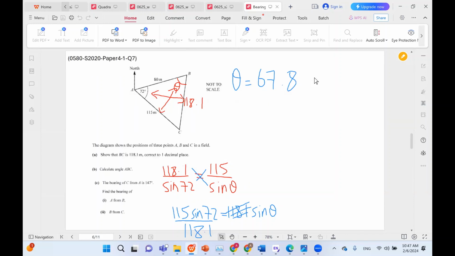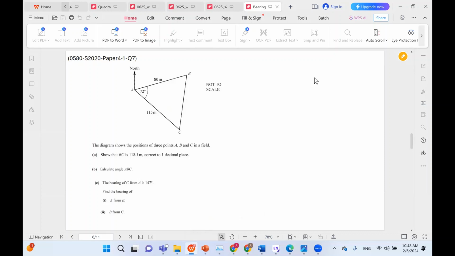Next, we are told the bearing of... so let's first write 67.8 so as not to forget. So this angle here is 67.8. And the third side is 118.1. So this is the information that we have so far. The bearing of C from A is 147. Find the bearing of A from B and the bearing of B from C.